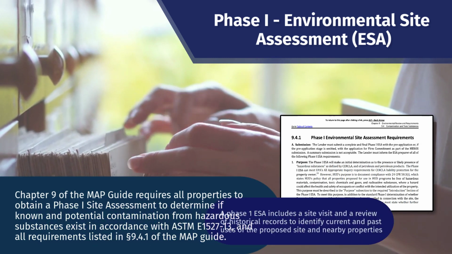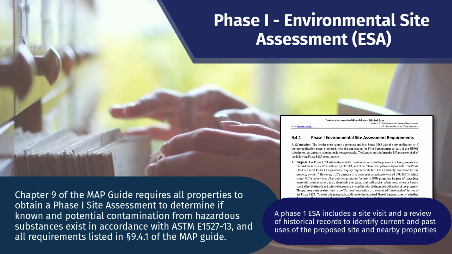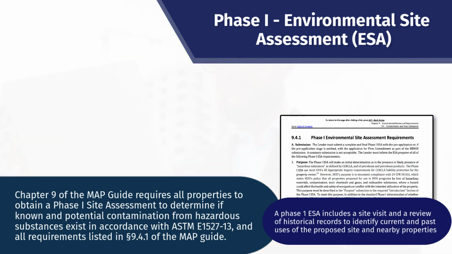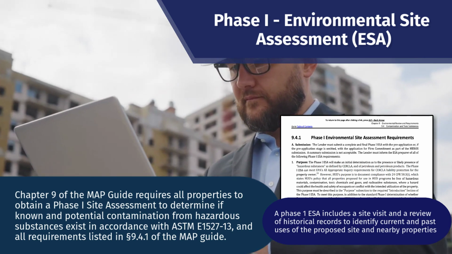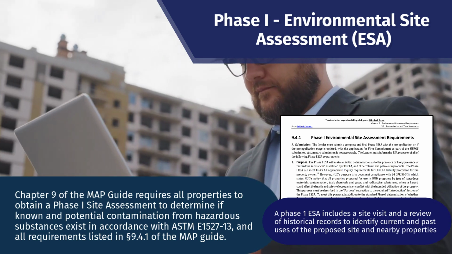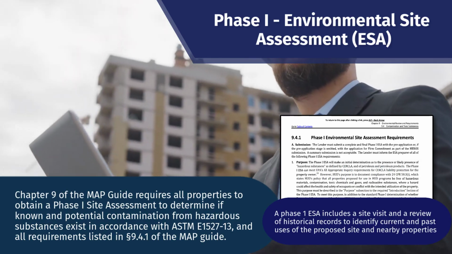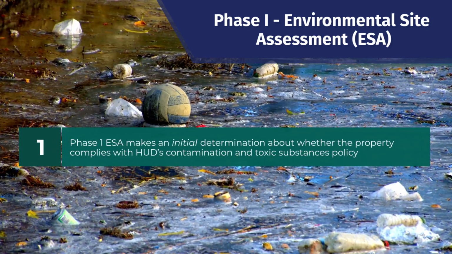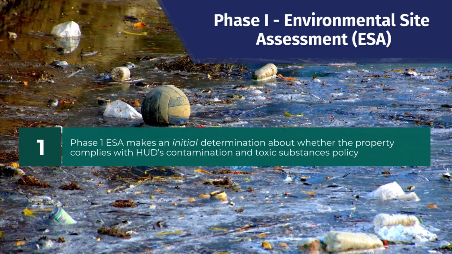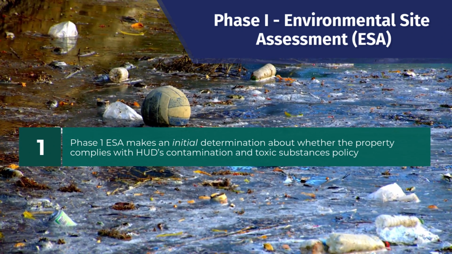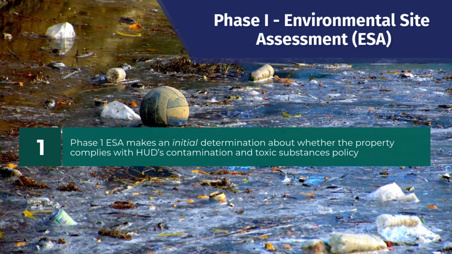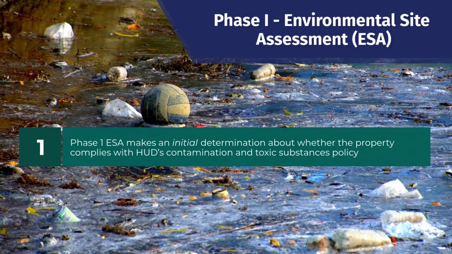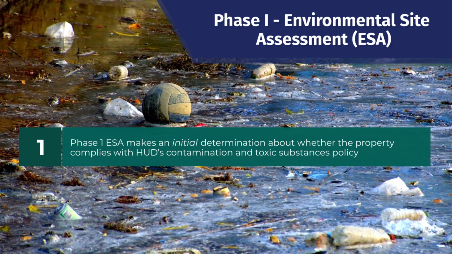A Phase 1 ESA includes a site visit and a review of historical records to identify current and past issues of the proposed site and adjacent properties. Sampling and testing are not required. The Phase 1 ESA must make an initial determination about whether the proposed property complies with HUD's Contamination and Toxic Substances Policy, or if further investigation or corrective action is required.